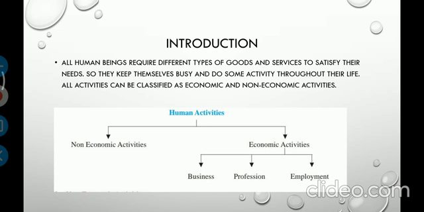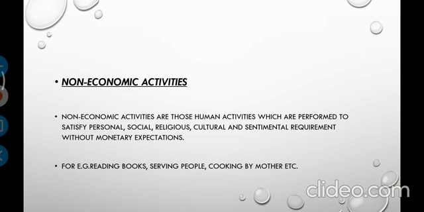Okay. Similarly, your mother makes a sweet dish. It is for her children. That is non-economic activity. But if your mother is making that sweet dish to sell it in the market, then it is an economic activity. So, if there is an aspect of money involved, it will be economic activities. If it is not involved, then it is non-economic activities. So, here we will be studying more about economic activities, which will be broadly classified into 3: business, profession, and employment. First of all, let us study in detail what is non-economic activities.